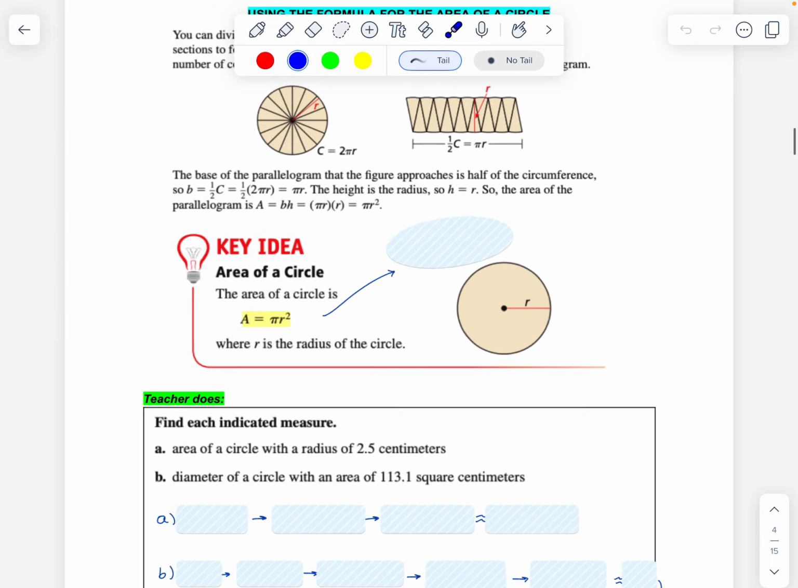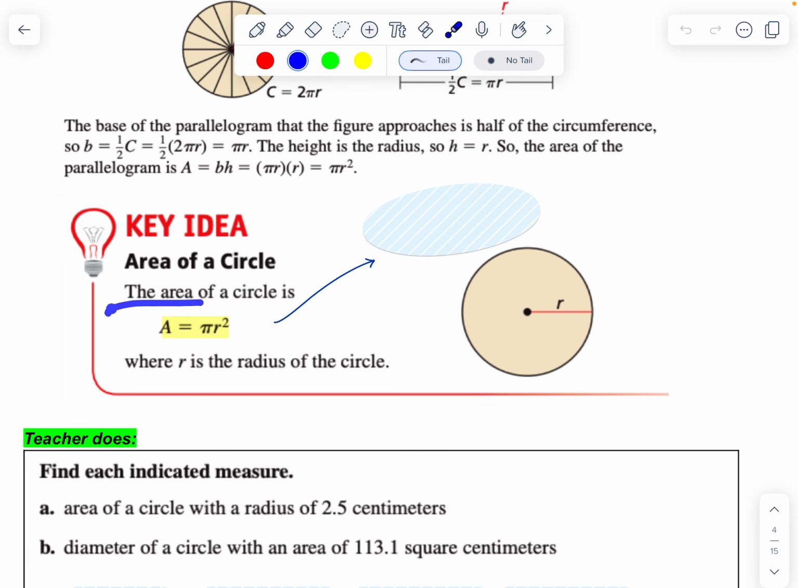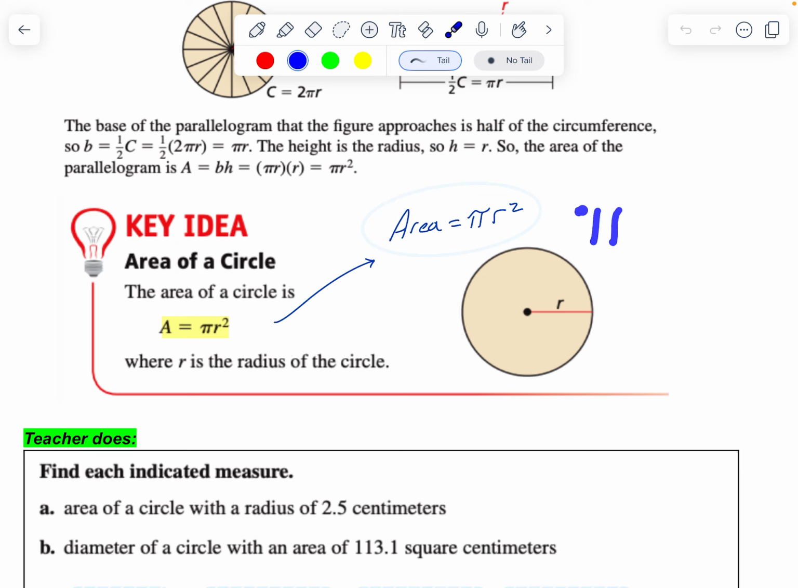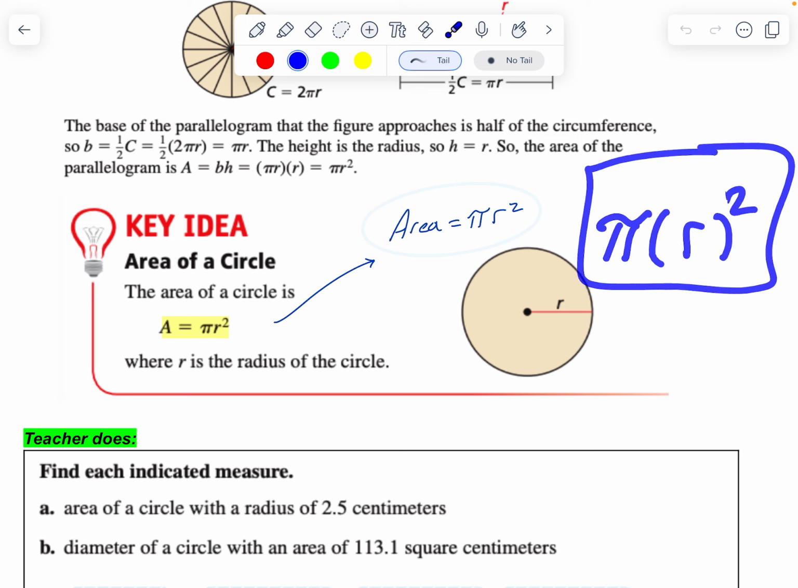They're very similar concepts. Area of a circle is pi times r squared. Pi r squared. No, it is not pi squared. So I don't want to see pi squared times r. The only thing that's getting squared is your radius. So pi r squared.